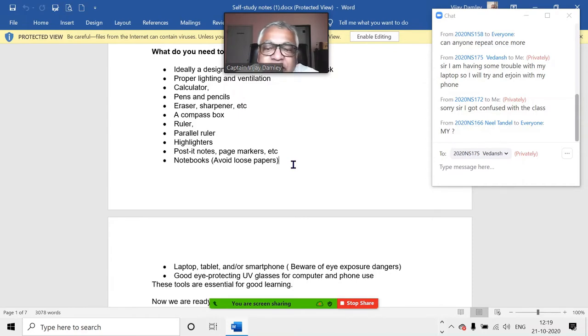You will be using laptops, computers, smartphones, etc. Now, eye exposure will be one of the concerns. Already you have heard enough on it from parents, that don't play so much on this. But get glasses, the eye protecting ones, the UV types, whatever protects from the blue light and all. So get it, because these are essential tools, your eyesight shouldn't get spoiled. So have something to protect your eyes.